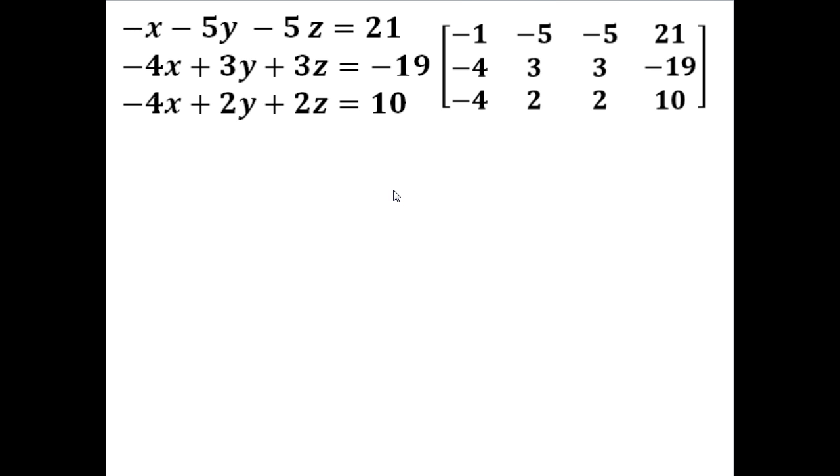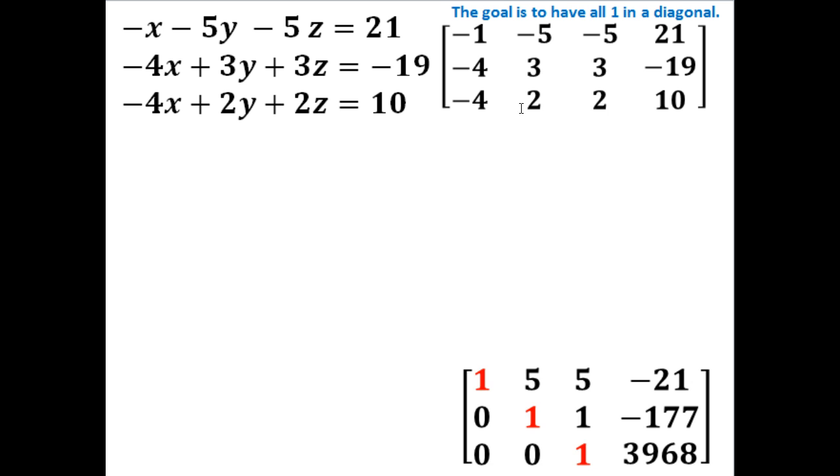The goal of this is to have ones all in a diagonal. I want a 1 here, a 1 here, and a 1 here, and the rest of these over here to the left to all be zeros. It should look something like this. Okay, here's what we're looking for. Notice how they're in red. That's the big distinction. We need to have ones in a diagonal, and the rest of these here be zeros.